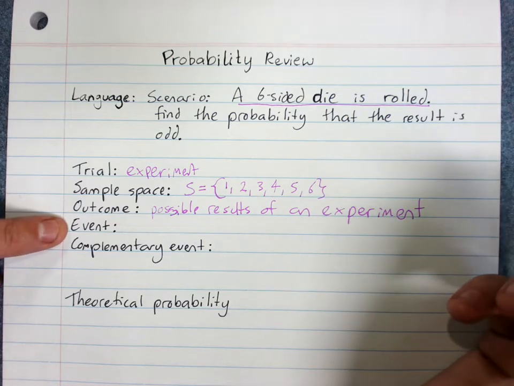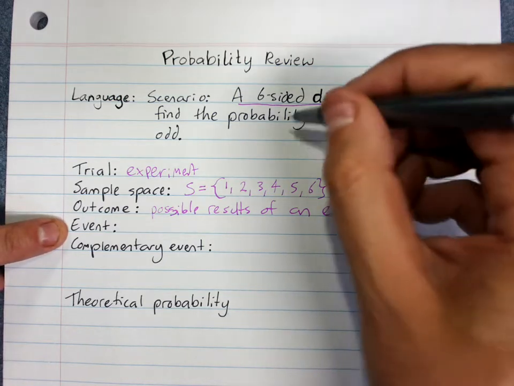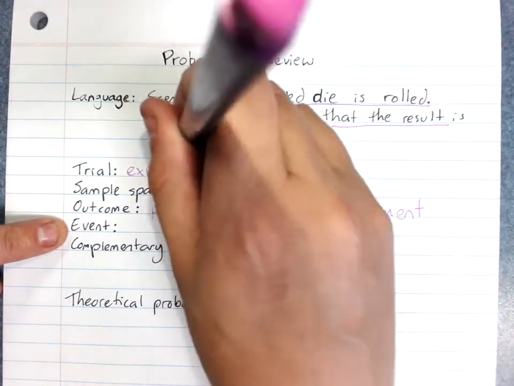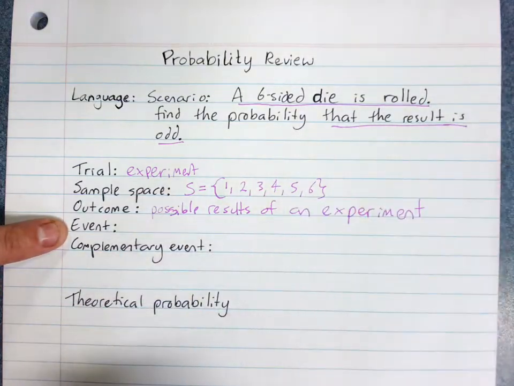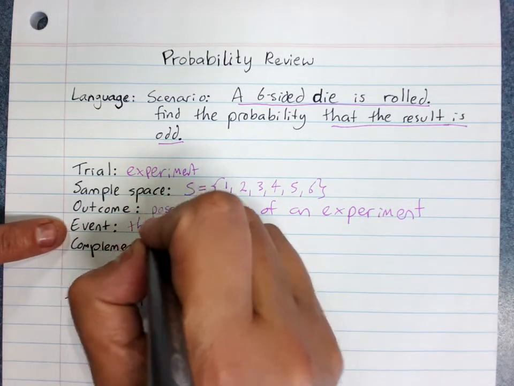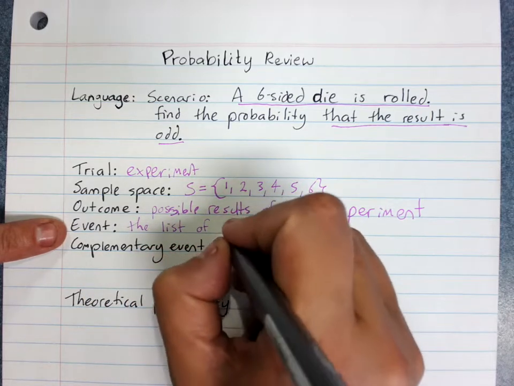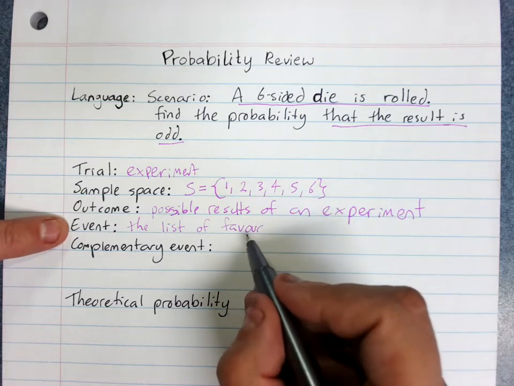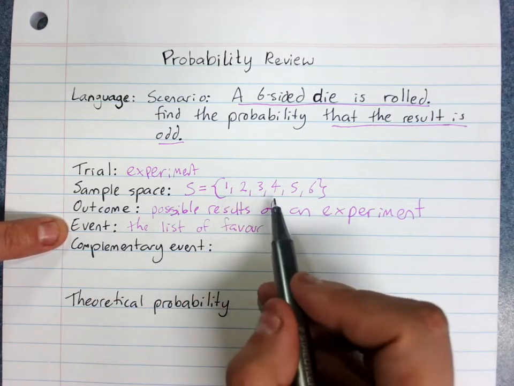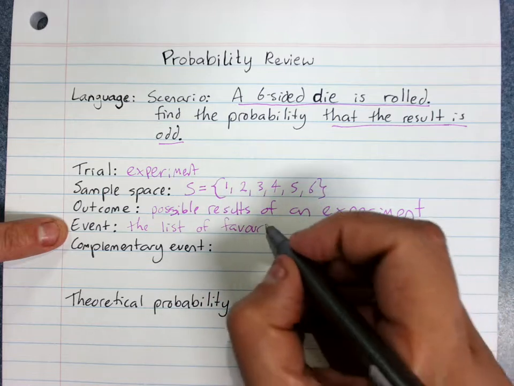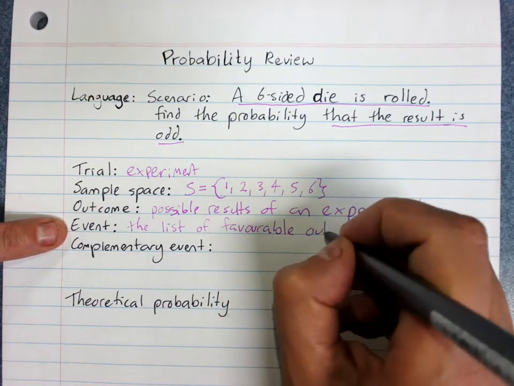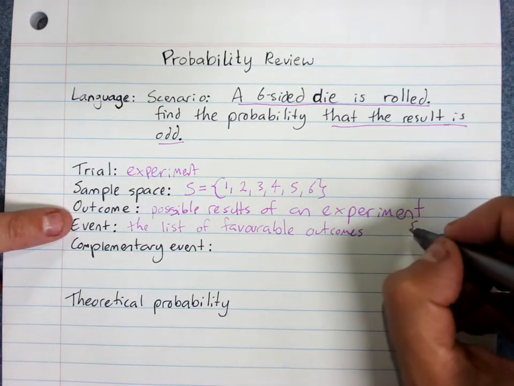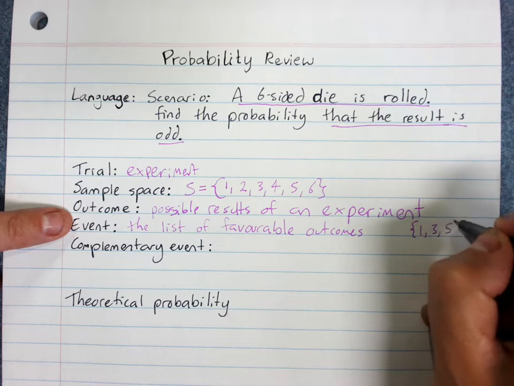The event is the situation that we're looking for the probability of. So the result is odd is the event. Now a favourable outcome is an outcome that matches that event. So the favourable outcomes for this are 1, 3 and 5. And I might get asked for the set of favourable outcomes, when of course you'd list it like that.